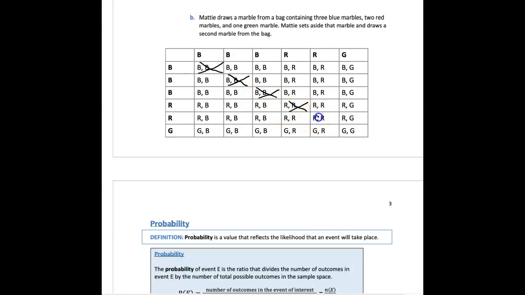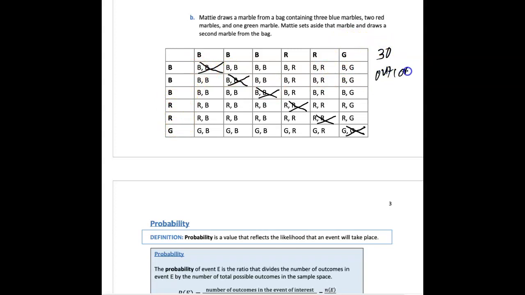So I have to not count all of these boxes along the diagonal, simply because those boxes would be drawing the same marble twice. And the way Maddie is doing his experiment, he's not doing that. He's taking one marble, setting it aside, and then drawing his second. So now we can simply count the number of boxes left, right? And I think we get 30. So 30 outcomes.